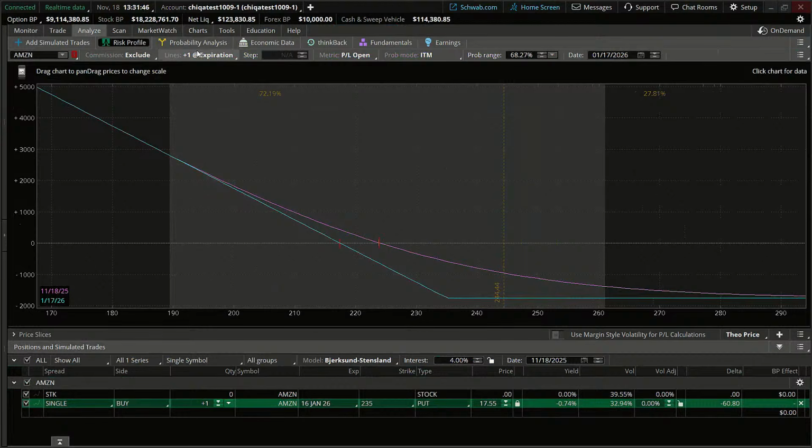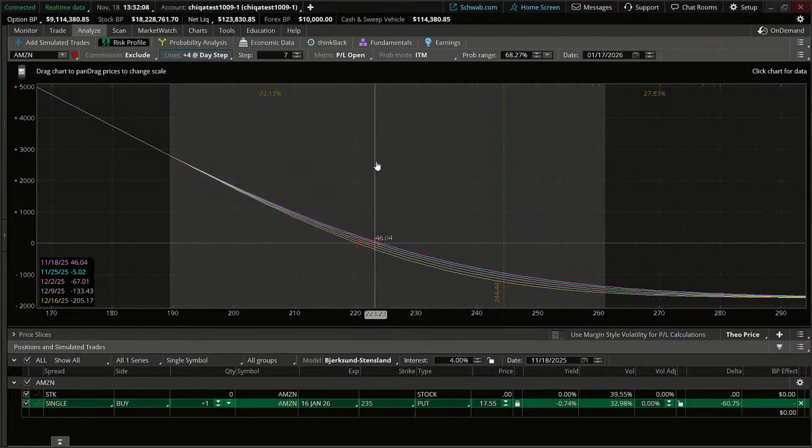So if I go to lines 1 at expiration, this is just kind of the default because it's showing us what our risk looks like if we just compare our line today versus our line on expiration. But if we did more of a day step, we could select 4 lines here. So 4 at day step. And what this does is it actually adds multiple lines for different days. That's all that day step is. And the step is essentially the difference of days between those lines.